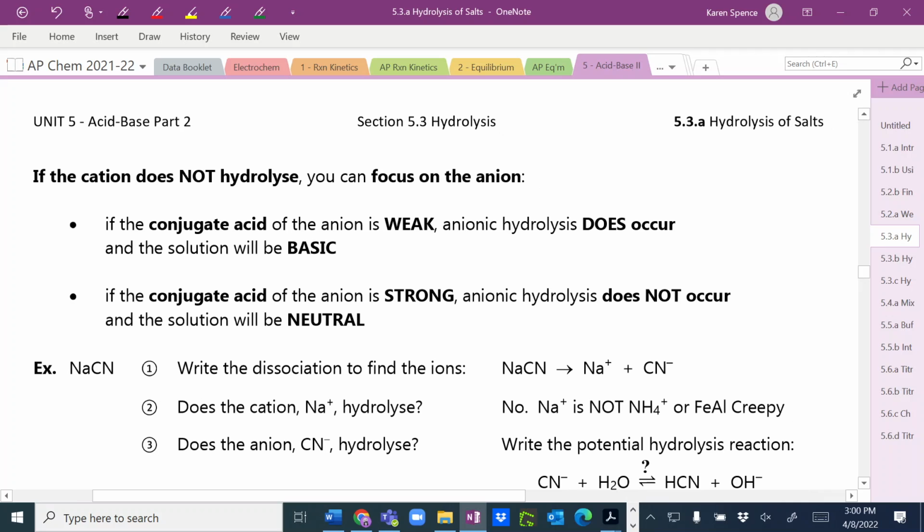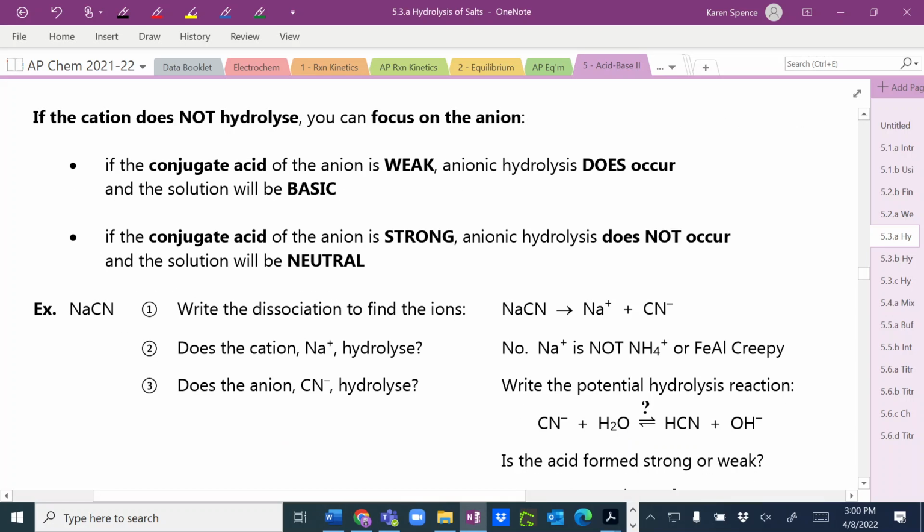If the cation does not hydrolyze, just focus on the anion. If the conjugate acid is weak, we get hydrolysis, it will be basic. If the conjugate acid is strong, anionic hydrolysis does not occur and it will be neutral. Okay?